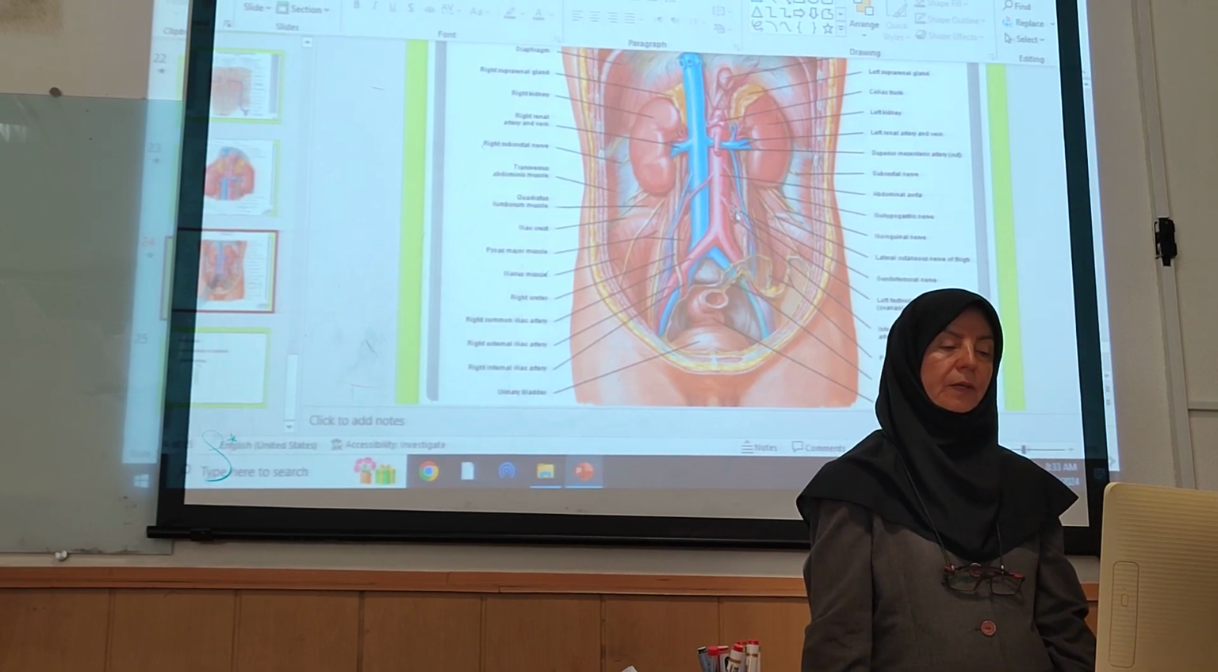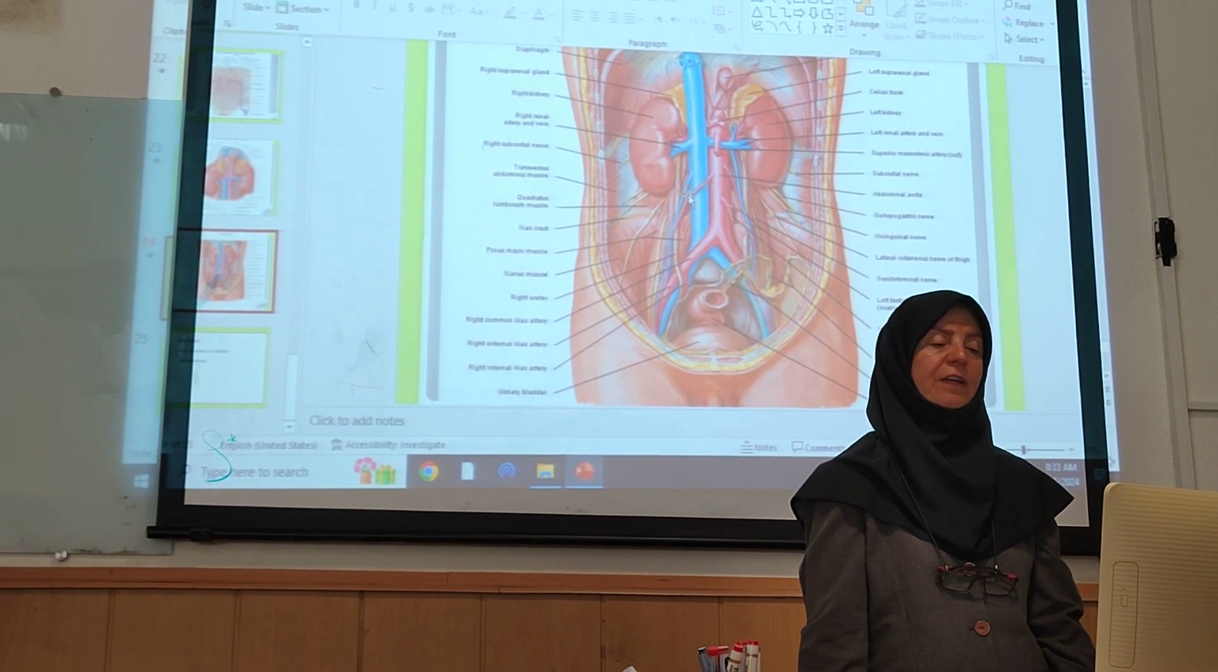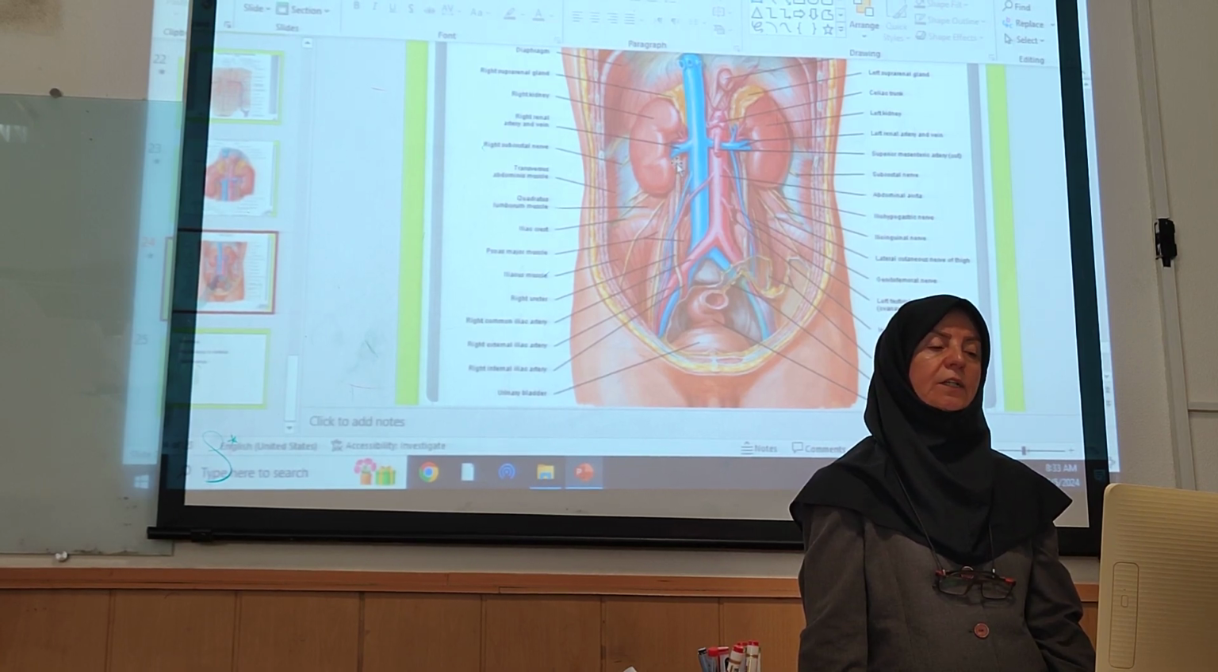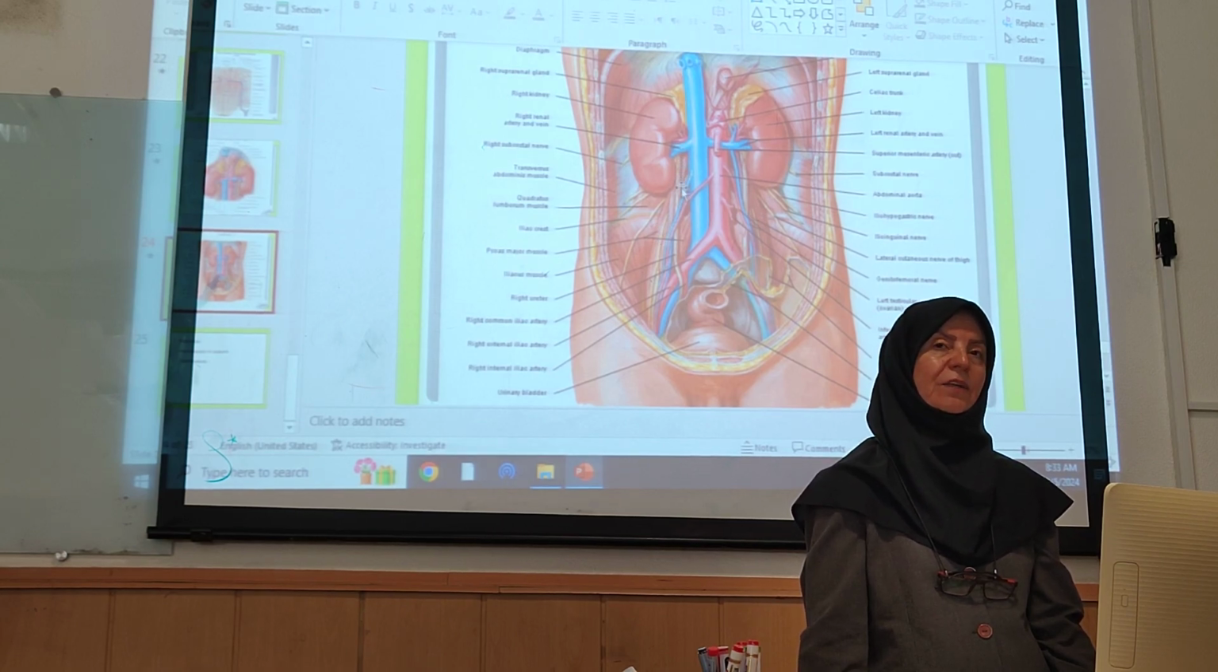Now, if you look at the left and right ureter, both of them are a continuation of the pelvis, and they are passing anterior to this muscle. What's the name of this muscle? This is psoas major. The position is retroperitoneal.